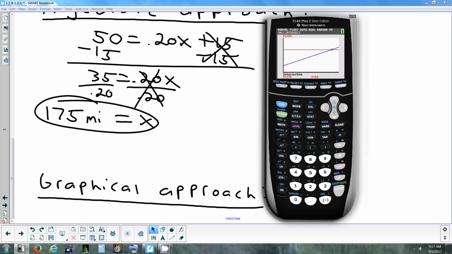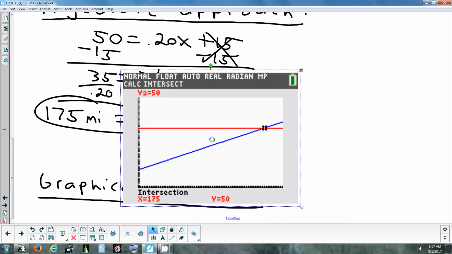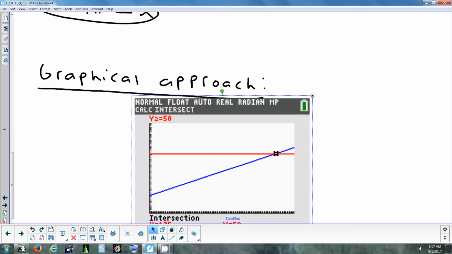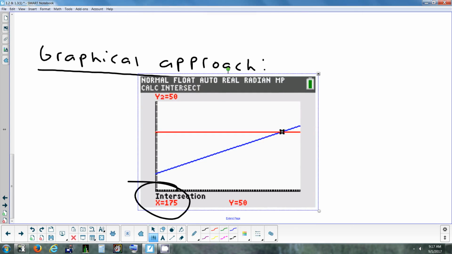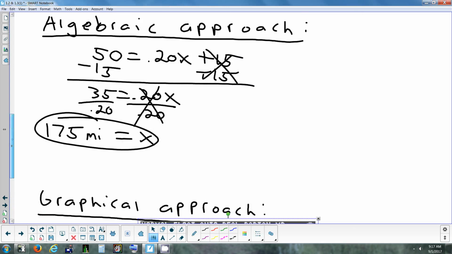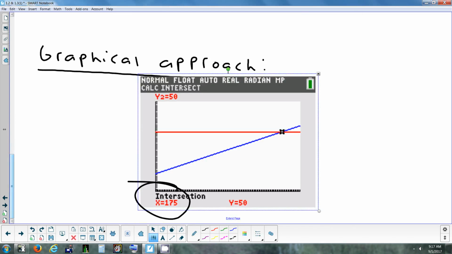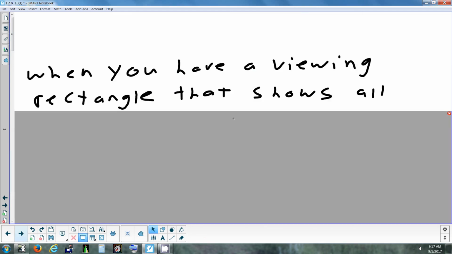And hit enter, and then it tells us the intersect. So it says X is 175 miles. Okay, so that's exactly the same answer we got doing it algebraically. That's just doing it graphically. Any questions on how to do that on the calculator? Basically, how to calculate an intersect. Okay. So that's one new thing for today, at least for some people, if you didn't know how to do an intersect.